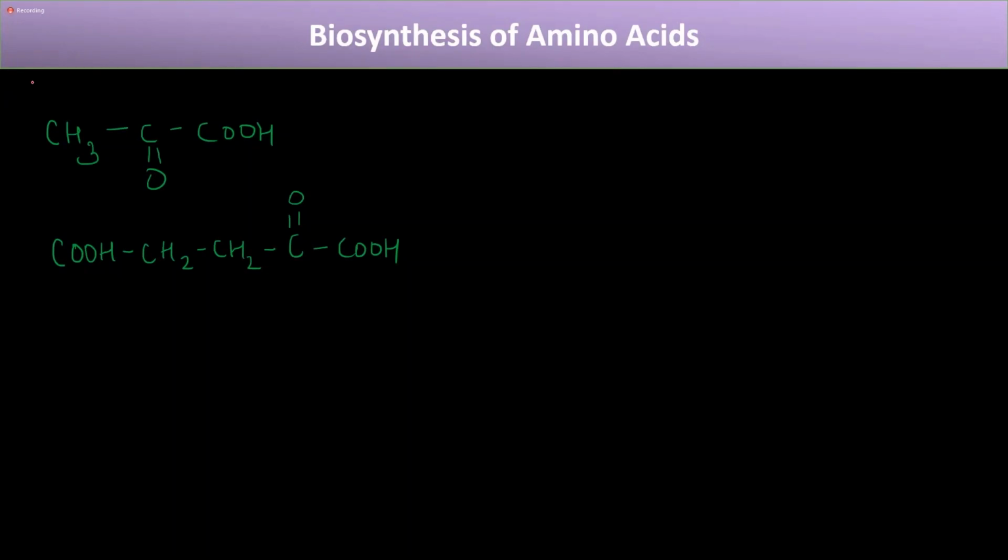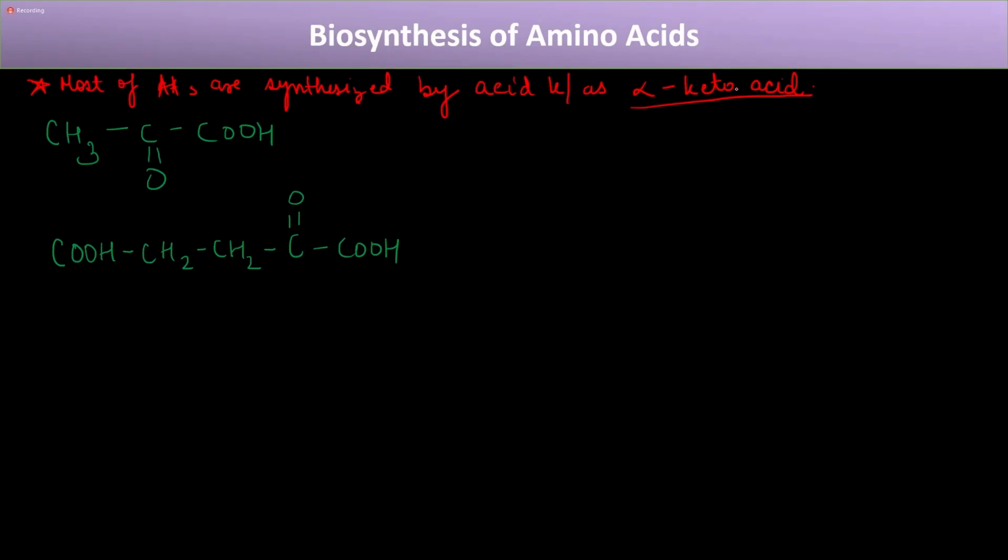Most of the amino acids are synthesized by a type of acid that is known as alpha keto acid. Now, what are alpha keto acids? As the name suggests, these acids have both a keto group and an acid group attached to their alpha carbon.